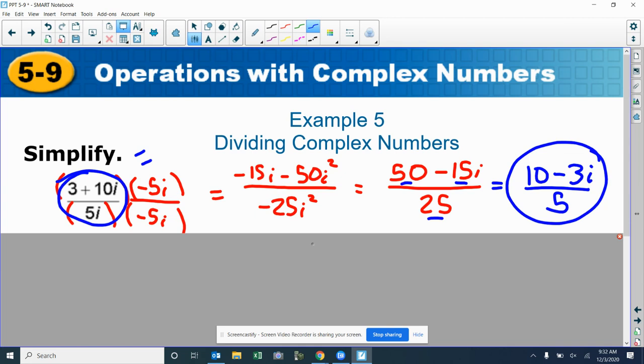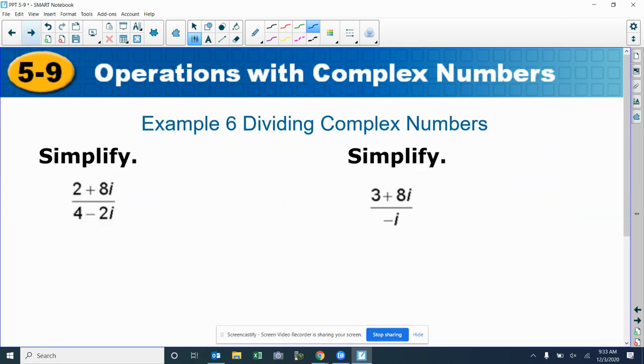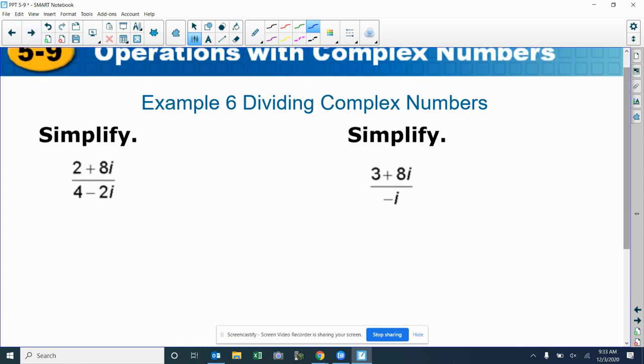How we doing there? Everybody okay? Let's try a couple more. Let's start this first one together. Again, the same process. You're gonna do the same thing. I'm gonna put brackets.